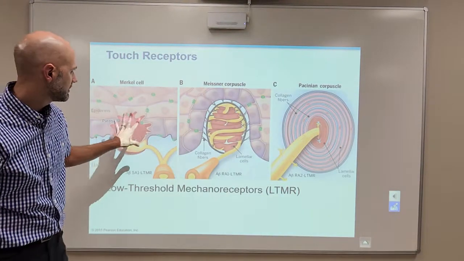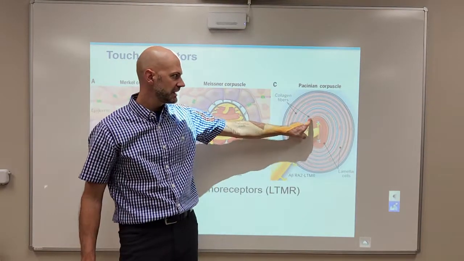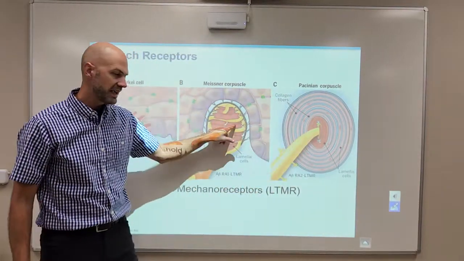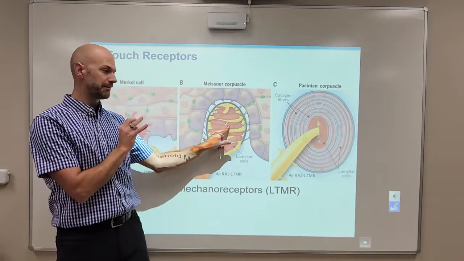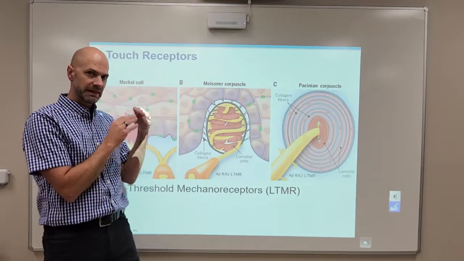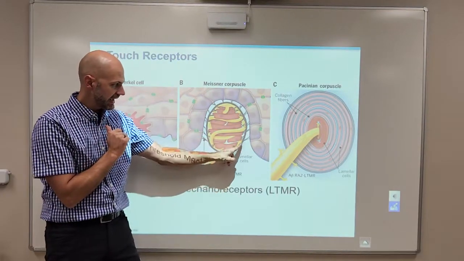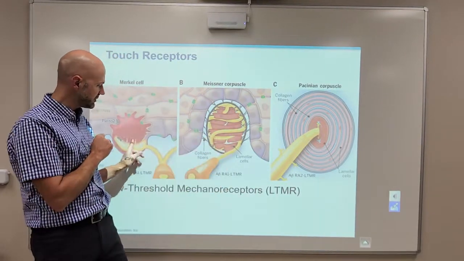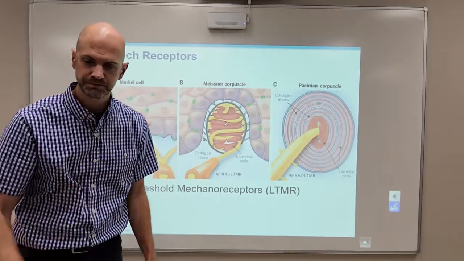Okay, so here they are. Here's a Merkel cell, here's a Meissner's corpuscle or a Pacinian corpuscle. These membranes have mechanically gated ion channels in them. And so if you press on them, they will cause depolarization. And the axon that is touching them will get activated and it'll send an action potential.